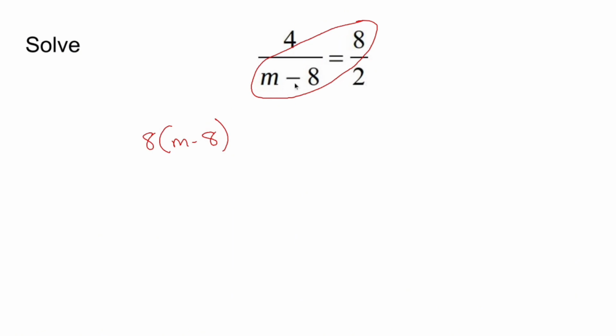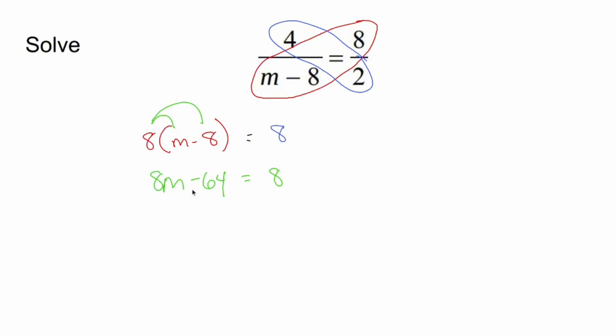So again, you cross multiply one set of diagonals, you drop down the equal sign, and then you cross multiply the other set of diagonals. So I can handle 4 times 2, it's 8. Now on the left side, we have distributive property. 8 times m is 8m. 8 times negative 8 is negative 64, and you drop down the equals 8.